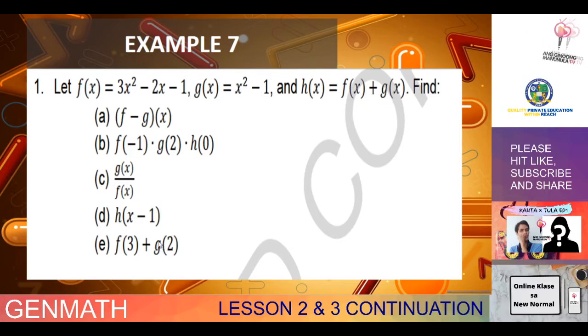Solve natin si given na yan. So, isulat muna natin yung value para hindi natin malimutan sa taas. Okay. So, si f of x ay 3x squared minus 2x minus 1. Si g of x ay x squared minus 1. Si h of x ay si f of x plus g of x.